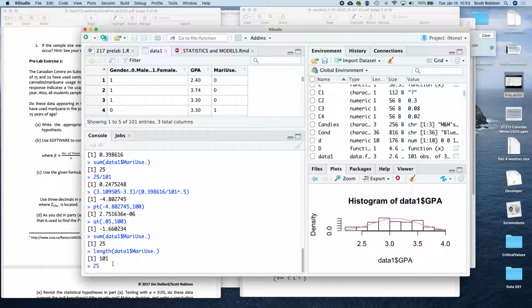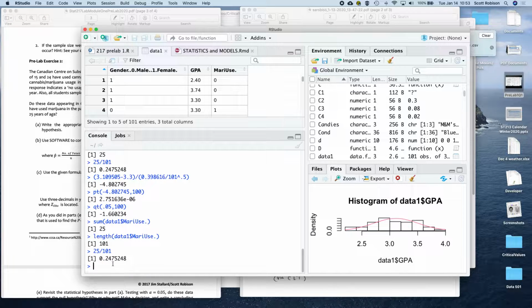So here, the sample proportion is that there are 25 yeses out of 101 tries. So somewhere around, not surprisingly, 25%. So about 24.7-ish percent of people saying yes.